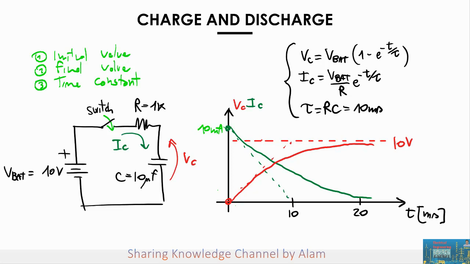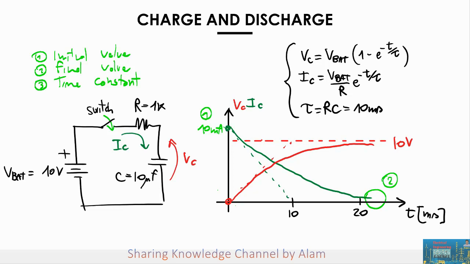The final value is also easy because for a capacitor, if the voltage is not an alternating voltage but just a constant voltage, after you close the switch there will be a certain time for things to settle, but eventually the current has to be 0. So we know that we are heading towards 0. So this is our point number 1 and this is point number 2.